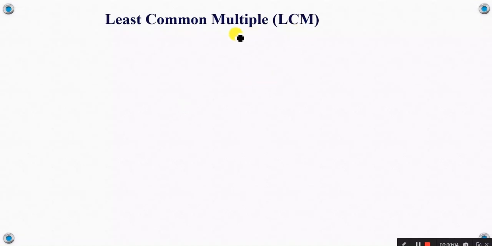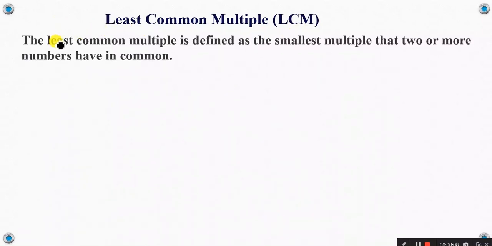Least common multiple. The least common multiple is defined as the smallest multiple that two or more numbers have in common.